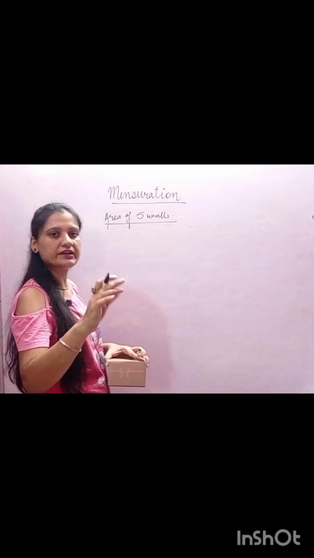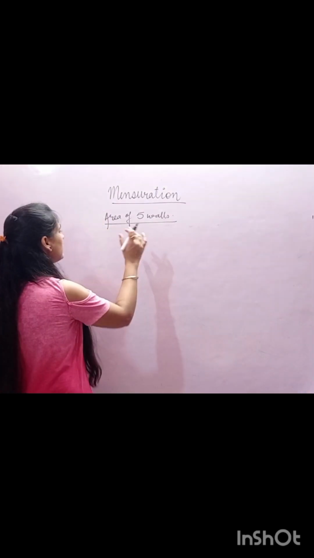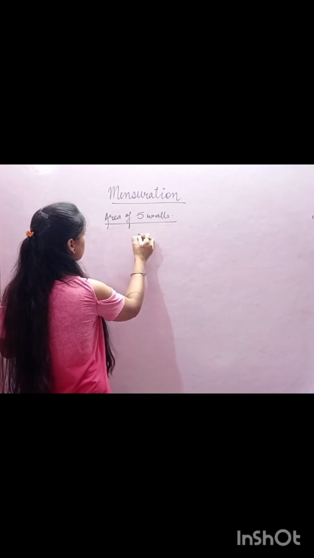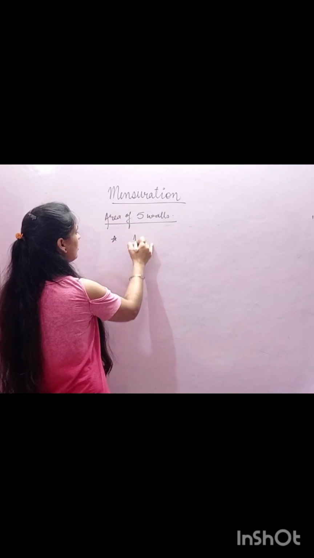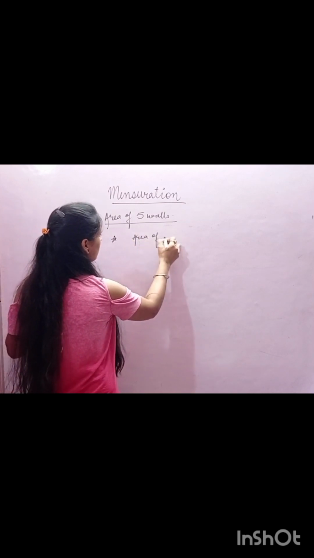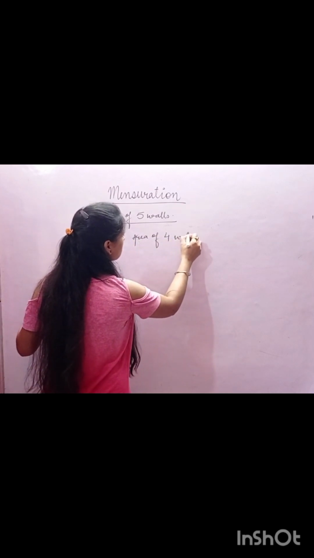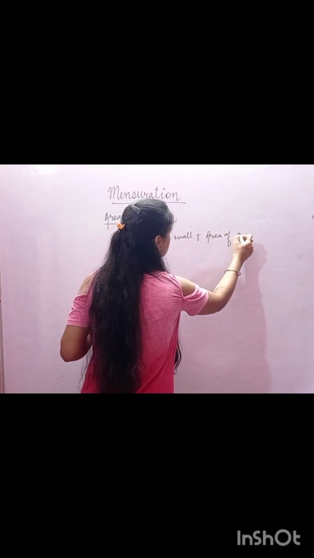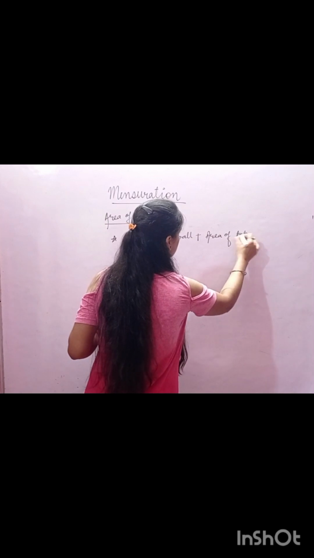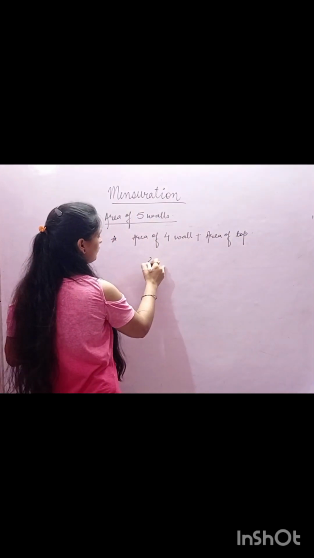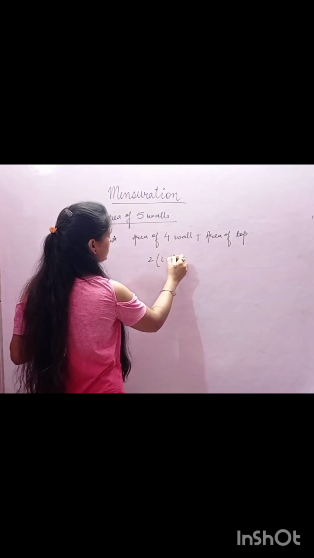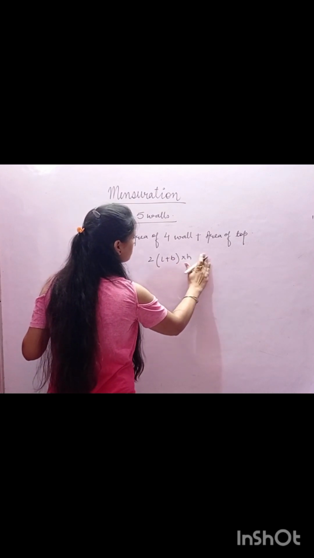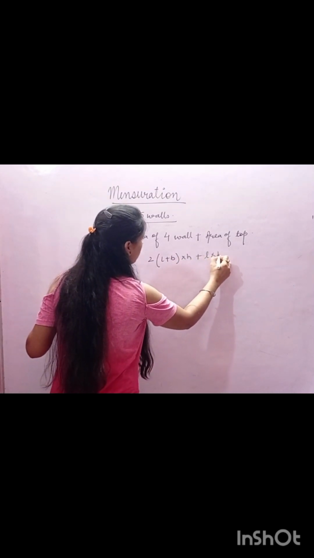So here what you are going to do, it's simple. There are two ways to find out the area of this type. First formula is, either you find out the area of 4 walls plus the area of the top, right? That is, area of the walls is 2 into (L plus B) into H, plus L multiplied by B, right?